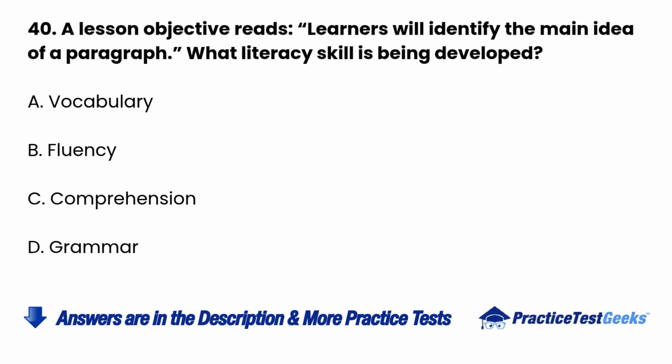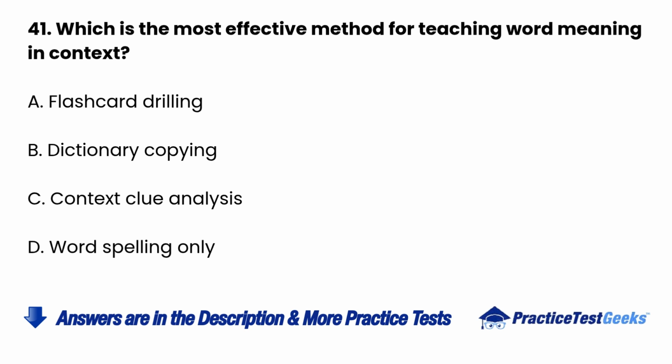40. A lesson objective reads, learners will identify the main idea of a paragraph. What literacy skill is being developed? A. Vocabulary. B. Fluency. C. Comprehension. D. Grammar.